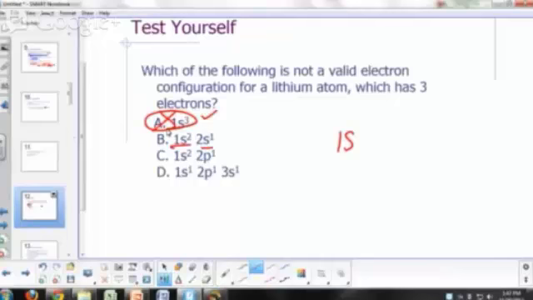So this is the correct answer. 1s2, 2s1 is okay. There's nothing wrong with 1s2, 2p1. That just happens to not be the lowest energy state, not the ground state. That would be what you'd call an excited state of your atom. 1s1, 2p1, 3s1, that's 3 electrons right there. So all of these are electron configurations for an atom or ion that has 3 electrons. There's nothing wrong with any of those, as long as you do not violate Pauli's exclusion principle.